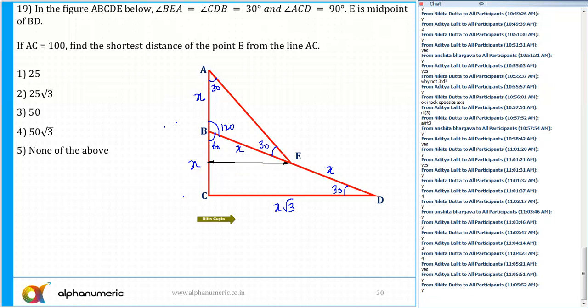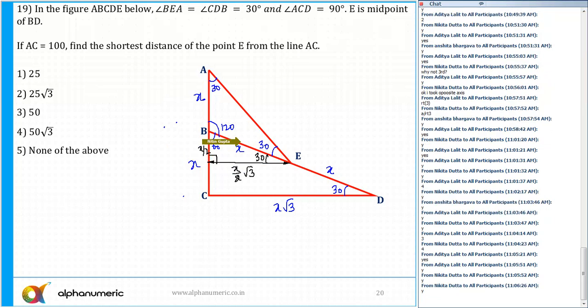So this angle is nothing but 90 degrees. Okay, this angle is equal to 90 degrees. So this angle is equal to 30 and 90. Now opposite to 90 it is X. Opposite to 90 it is X. So opposite to 30 it is going to be X by 2. So this distance is X by 2. And opposite to 60 it is equal to X by 2 root 3. Is that part clear to all of you?